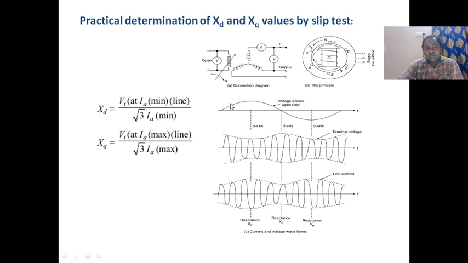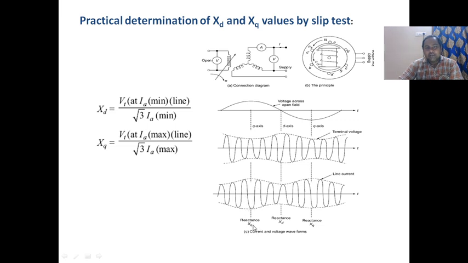Suppose we take a sinusoidal waveform. This is a sinusoidal waveform, where we have the quadrature axis and where we have the direct axis. Here please see, this is the terminal voltage. Whenever the terminal voltage wave is minimum, definitely that is the value of Xq. The terminal voltage value is minimum, that is the Xq. Whenever the line current value is maximum, at that point the Xq is there.